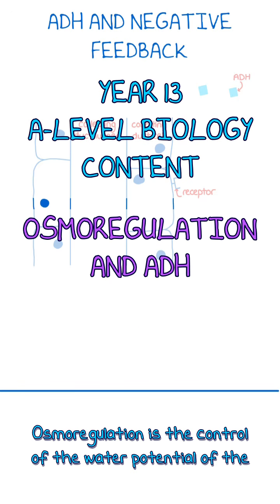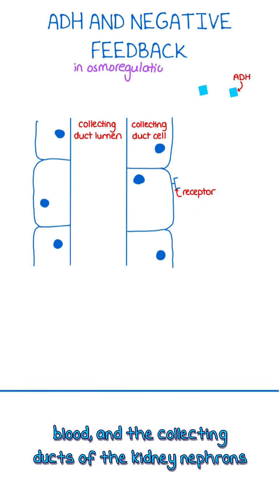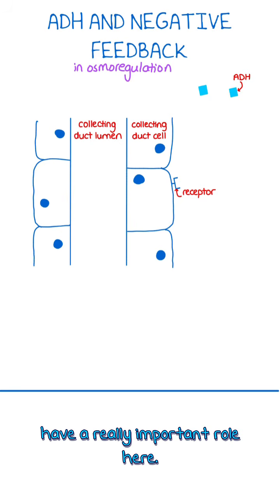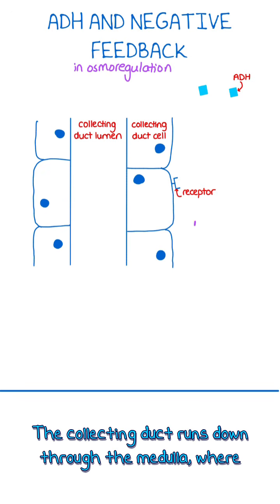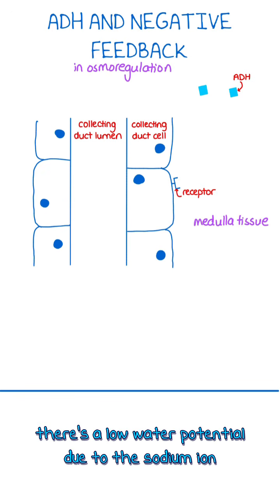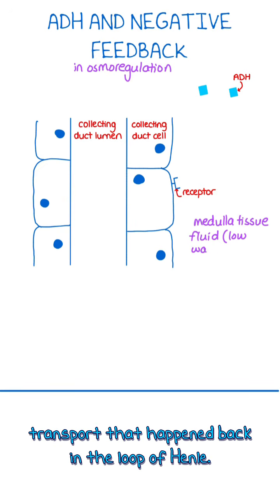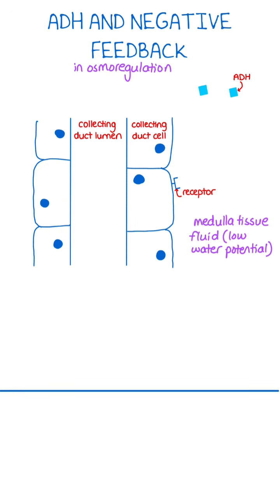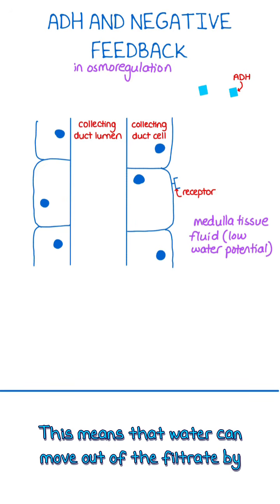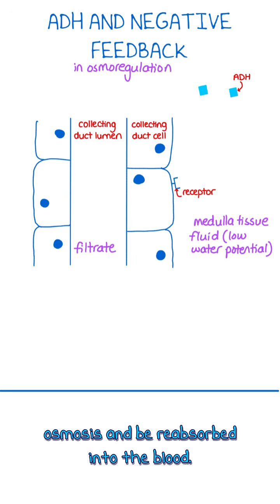Osmoregulation is the control of the water potential of the blood, and the collecting ducts of the kidney nephrons have a really important role here. The collecting duct runs down through the medulla, where there's a low water potential due to the sodium ion transport that happened back in the loop of Henle. This means that water can move out of the filtrate by osmosis and be reabsorbed into the blood.